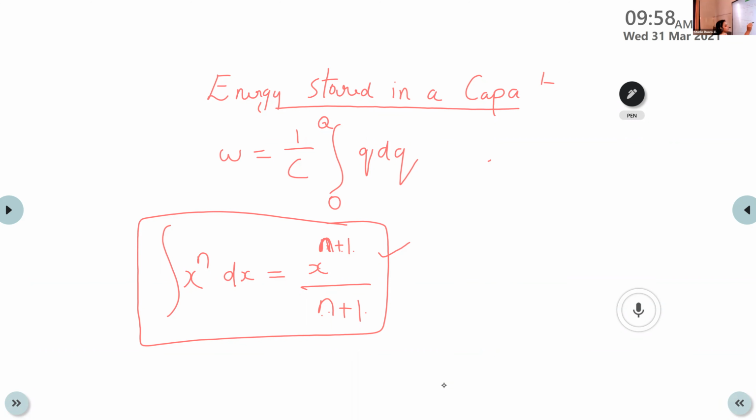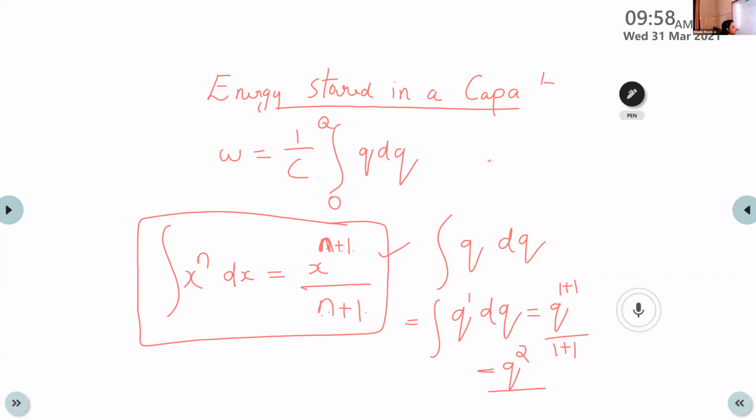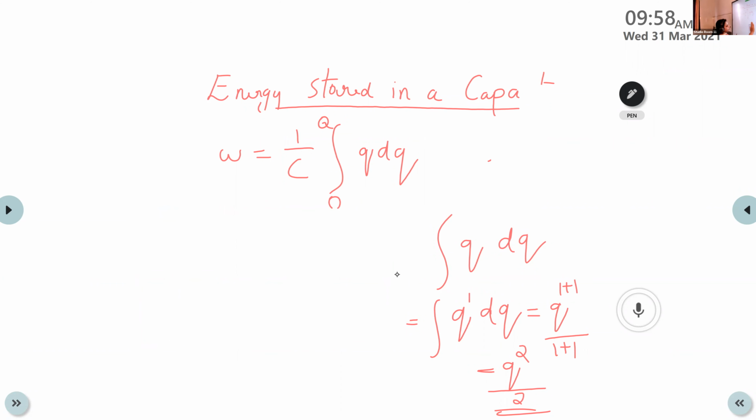Similarly, here we have the equation q dq. We can write it in the form integral q raised to 1 dq. Then what is the solution? It becomes q raised to 1 plus 1 divided by 1 plus 1. That is equal to q raised to 2 divided by 2. Okay, this is the solution. So you can write it in your side box. So we can solve this integration like this.